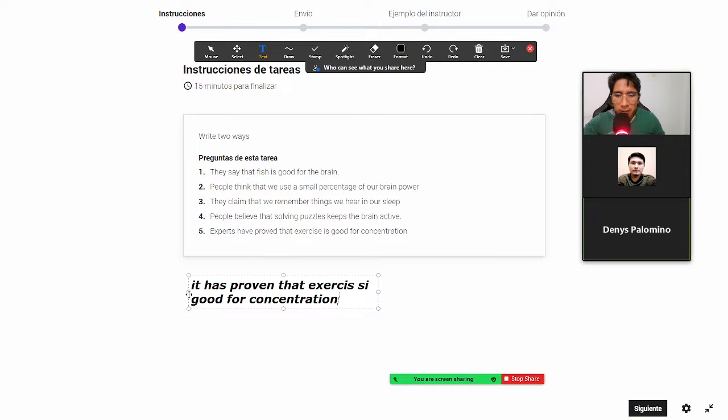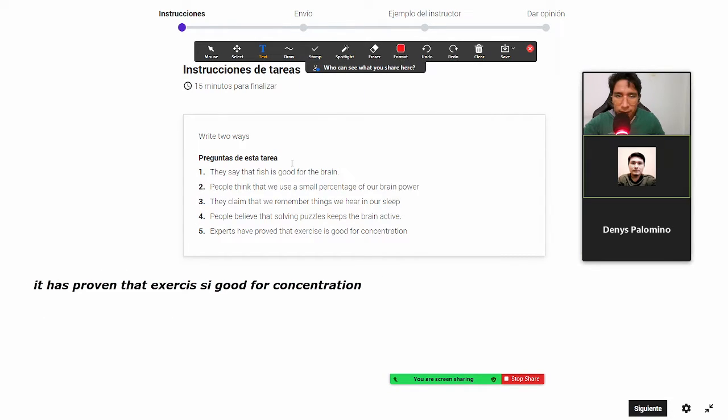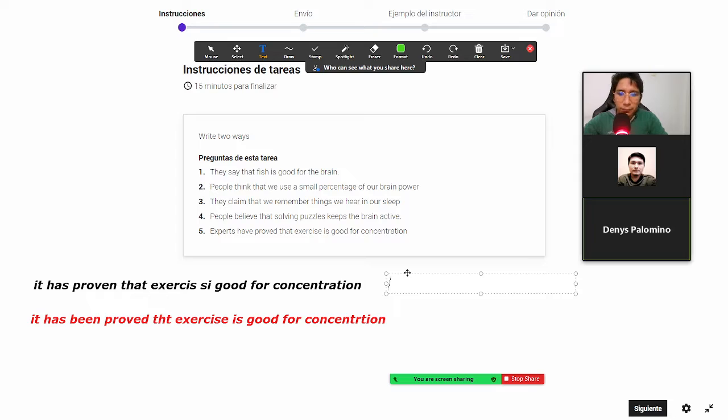that exercise is good for concentration. Jimmy, what is your answer? ¿Para ti cuál sería? It has been. A ver, it has been proven or proved? Proved that exercise is good for concentration. Yeah, esa es la primera. La segunda. ¿Cómo sería el otro, el más tranca? Denise, you. Exercise has been proved to be good for concentration. What about you, Jimmy? What do you think? Exercise has been proved to be good for concentration.